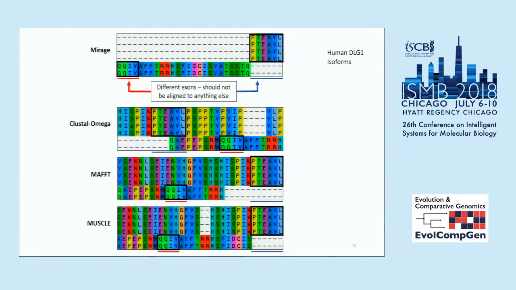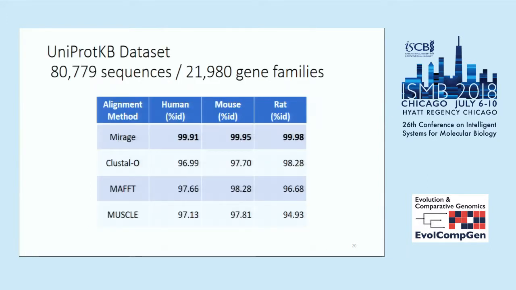To give summary statistics of Mirage's performance, we can consider the fact that within species we expect percent column identity of isoforms to be near 100%. This is because a collection of isoforms within the same species is being encoded by exactly the same genomic sequence, so we should see no variation. We ran a test where we aligned a collection of over 80,000 protein sequences from UniProt that represented nearly 22,000 gene families. We see within the 3 most represented species in this group that Mirage significantly outperforms its competitors.